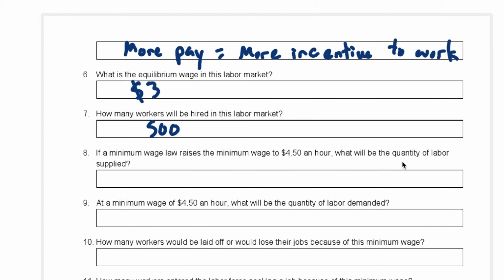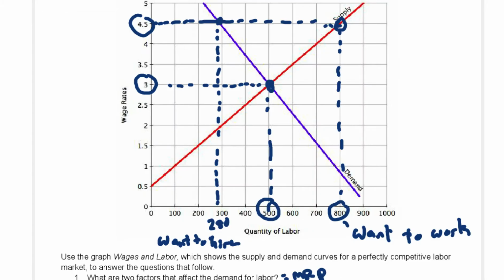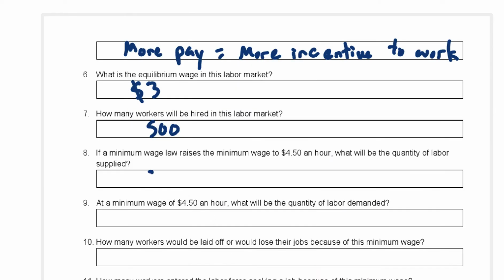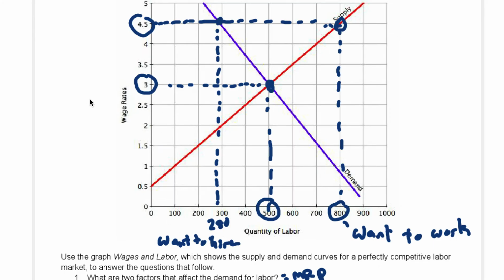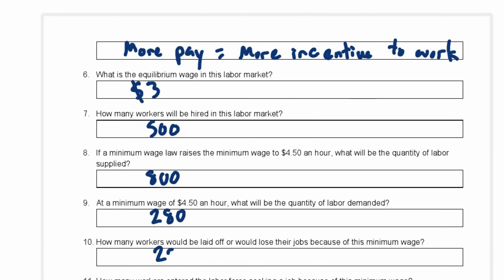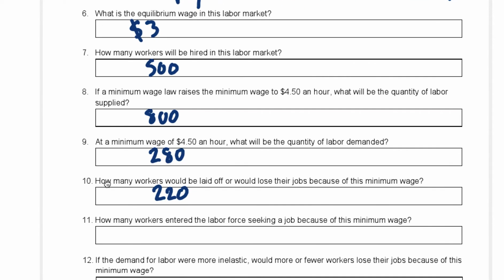So what will be the quantity of labor supplied? We just had that. That's 800. Quantity of labor demanded, that was 280. And then it asks how many workers would be laid off or lose their job because of this minimum wage. Oh, this is kind of an anti-minimum wage graph here. There were 500 people hired, but now we're only at 280. That means that, 220 people out of work, hitting the streets. We'll discuss why that's probably not true later.